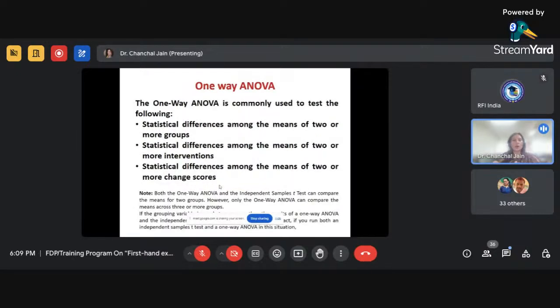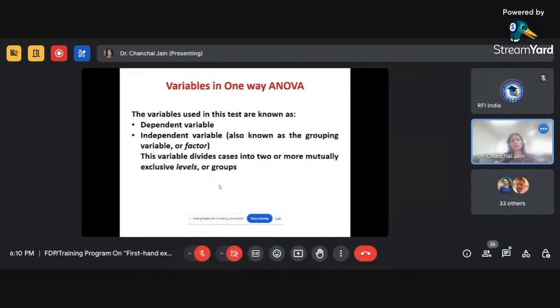Further, talking about it generally, one-way ANOVA is commonly used to test the following things. Generally, you can compare the significant differences among the means of two or more groups. Then you can compare the significant differences for the mean between two or more interventions or two or more change scores. In these three different situations, one-way ANOVA can be used.